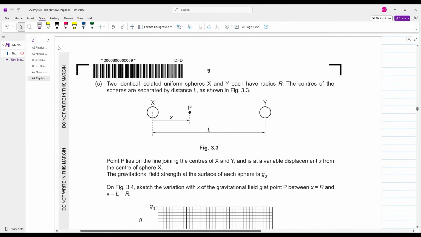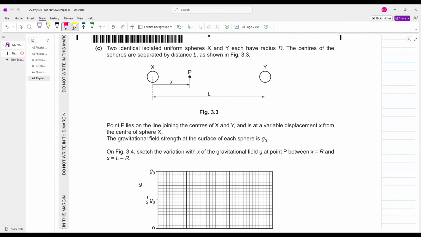Let's move ahead. Two identical isolated uniform spheres x and y each have a radius of r.